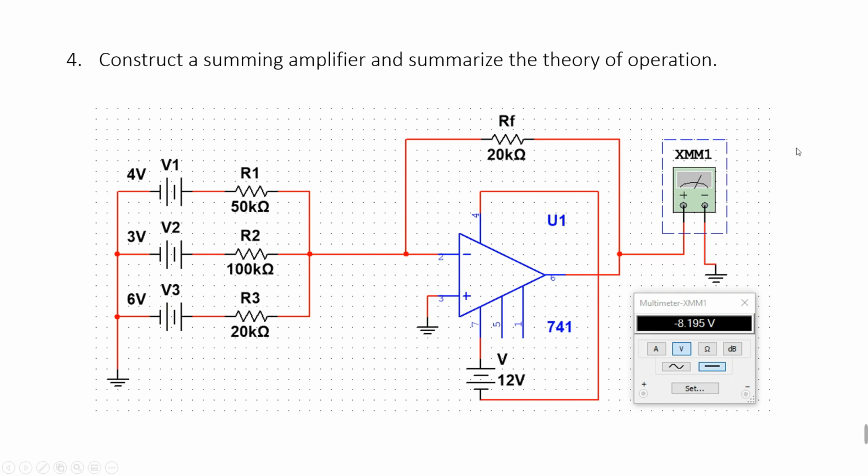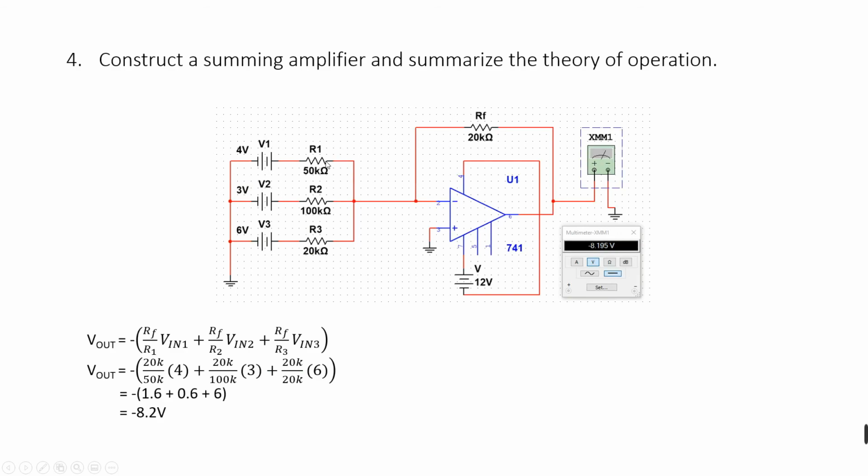So to prove that it's similar, by using the theoretical formula, we substitute all the values into the formula and we can get negative 8.2, which is almost similar to the simulation.